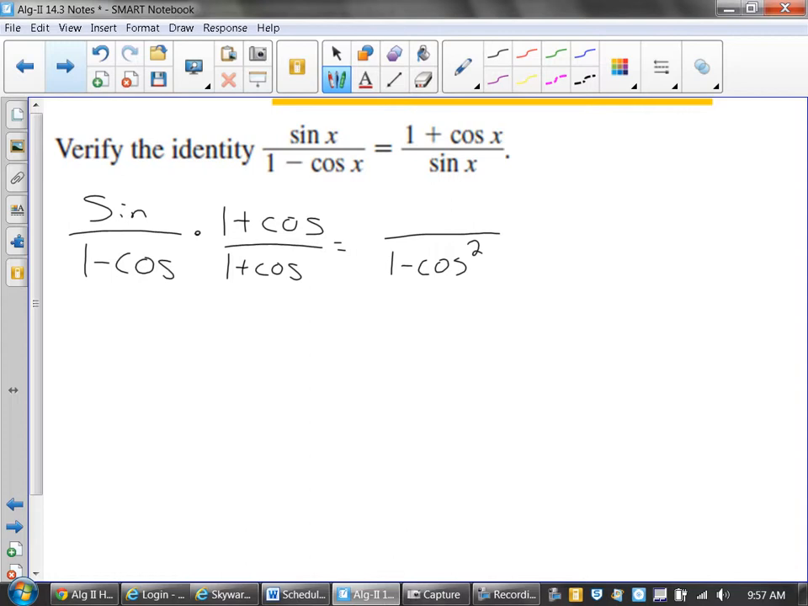Very good. So by multiplying by the conjugate on the bottom, I get sine squared when I do all of that. I haven't FOILed out the numerator yet. I'm getting there. So here I have sine times 1 plus cosine.